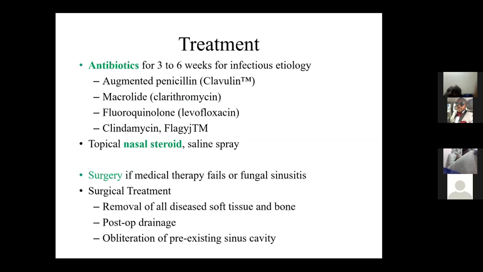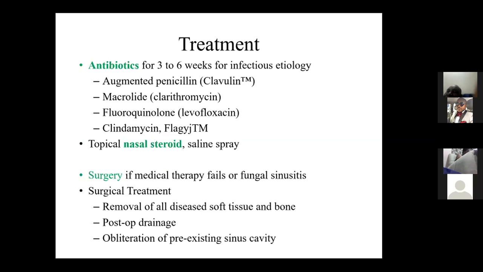Now, for treatment, antibiotics are very important in this case. Treatment is usually for 3 to 6 weeks for infectious etiology. We can use our penicillins, the clarithromycins, fluoroquinolones, and the clindamycins, even Flagyl can also be employed in this case. And topical steroids are also very important to reduce inflammation. Saline spray is also very important.